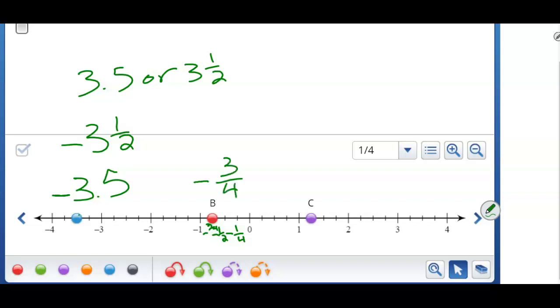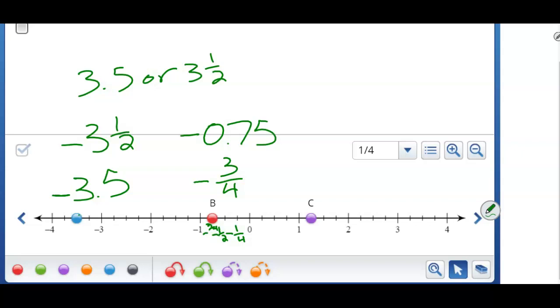Who knows how to change a fraction into a decimal? If it's negative 3/4, then you could put it into a decimal as negative 0.75. Okay, I do agree with that. But how do you know? You just know that fraction, don't you?